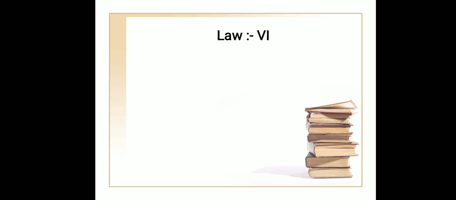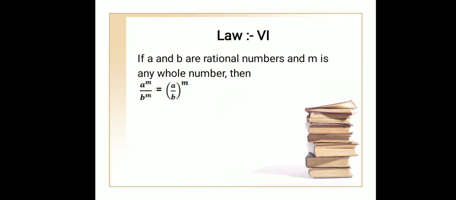Now our sixth rule is: if a and b are rational numbers and m is any whole number, then a raised to the power of m divided by b raised to the power of m is equal to a divided by b, raised to the power of m. Here a and b are different bases and we perform a division operation. Both a and b are divided and the power is the same, that is, the power stays as it is: a by b raised to the power of m.